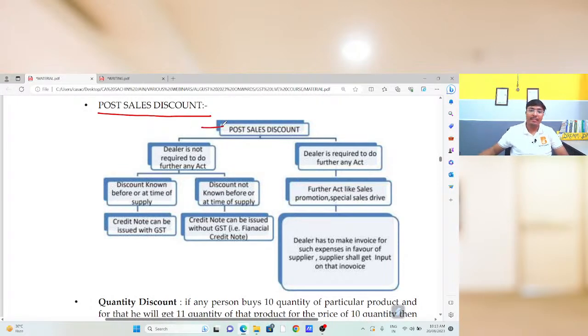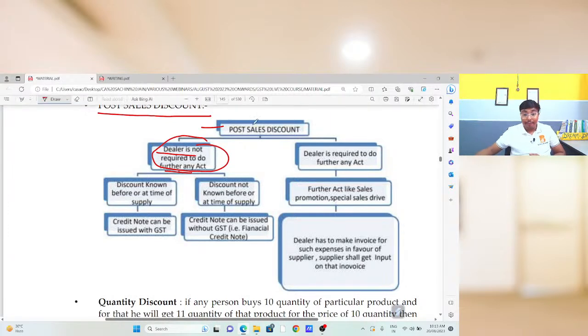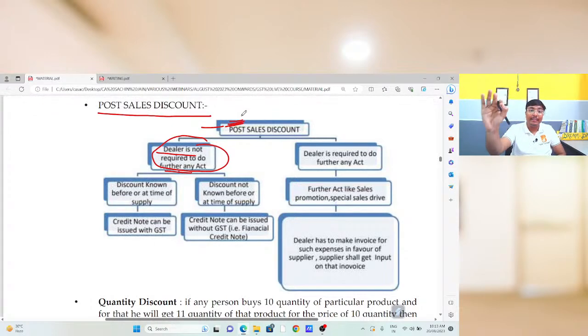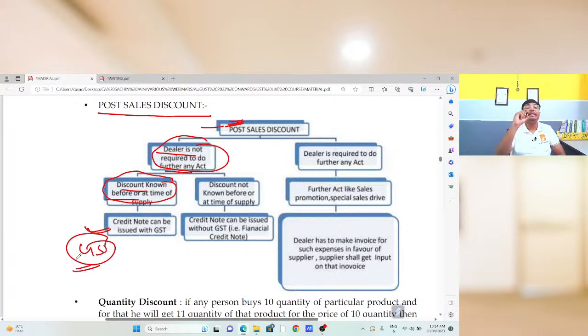So, for post sales discount, the dealer is not required to do any particular further act. Suppose I am a supplier and I am going to make a particular quantity of sales to Mr. X who is my dealer, and with that post sales discount I am not imposing any condition on that particular dealer, I am just going to give that dealer that particular type of discount. In that case, if the discount is known before the supply, credit note can be issued with GST adjustment.